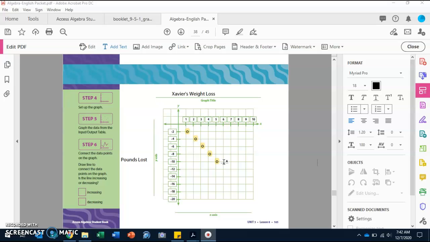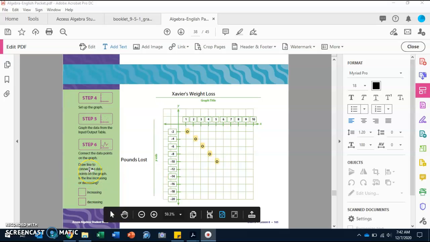or increasing, guys. So here where it says draw the line on the data points, is the line increasing or decreasing? So can you all tell me, is it increasing or decreasing? Yes, boys, the answer is decreasing. I'm going to put an X for the answer.